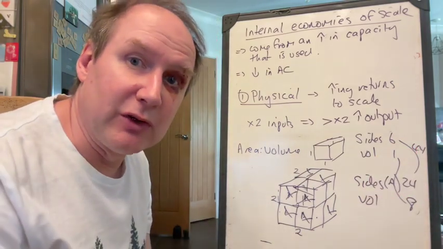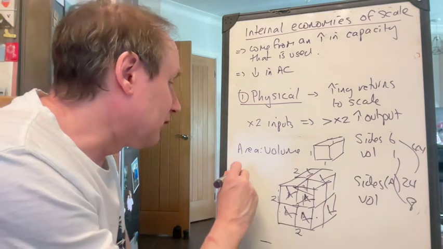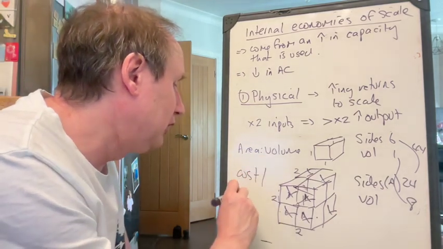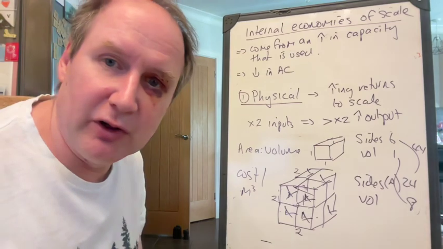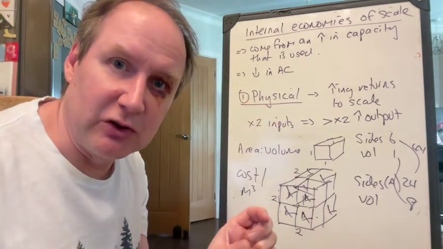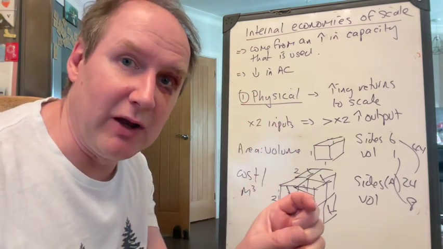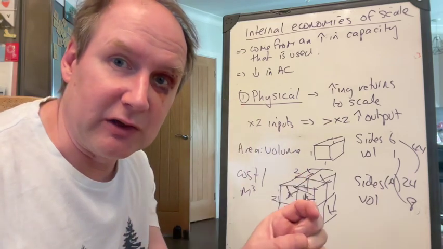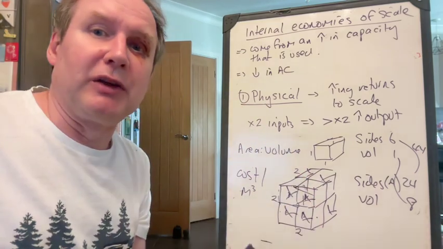And that's important because what it means is that the cost per cubic meter, the cost per area of space has gone down. And that's why you see these big warehouses, you see these big super tankers and so on. That's the most complicated one.